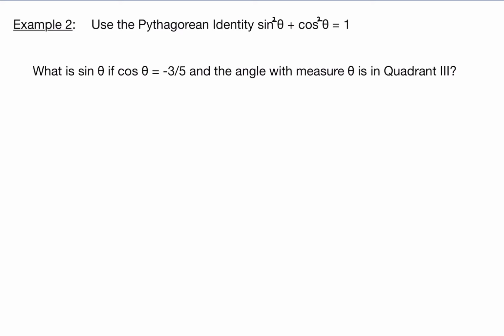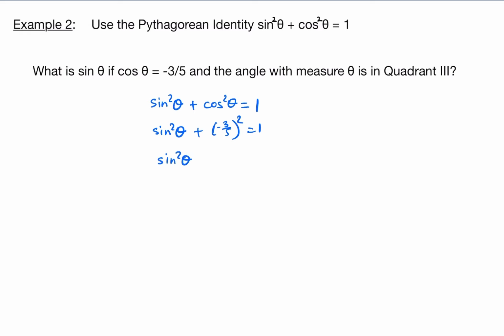Okay, so let's go ahead and plug all of this information in first. So let's start with the Pythagorean identity. Sine squared theta plus cosine squared theta is equal to 1. Okay, we know, given in the problem, that cosine theta is going to be negative 3/5, so we're going to replace that with negative 3/5. So sine squared theta plus negative 3/5 squared is equal to 1.